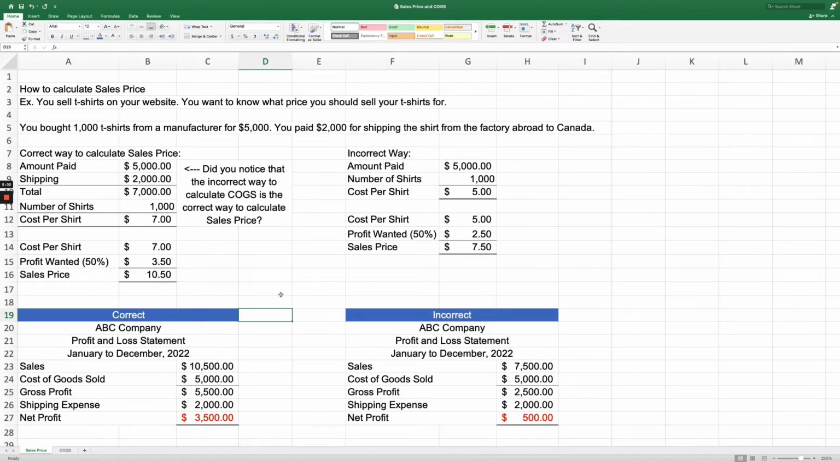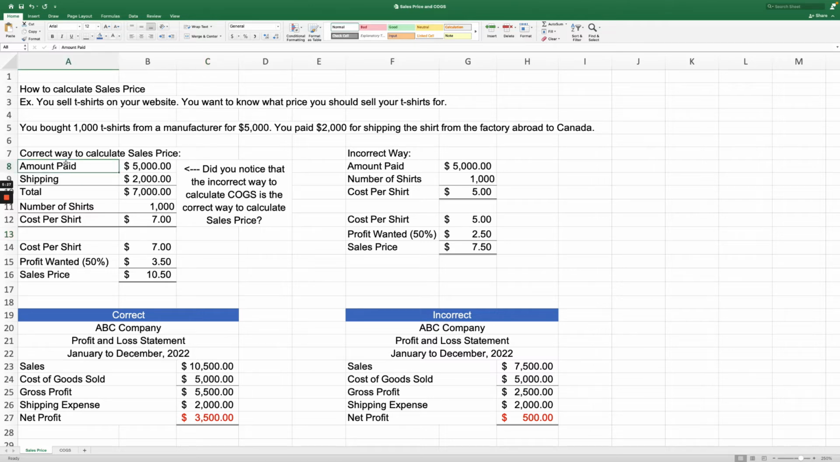Okay, here, exact same scenario, but here we're calculating our sales price. Again, you bought 1,000 shirts for $5,000. You paid $2,000 for shipping. So do you notice that the incorrect way to calculate cost of goods sold is the correct way to calculate the sales price? And I'll show you why.